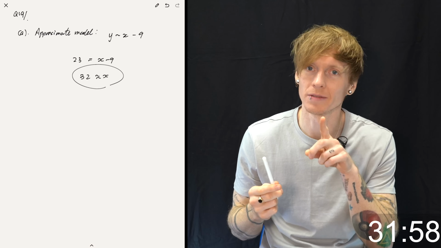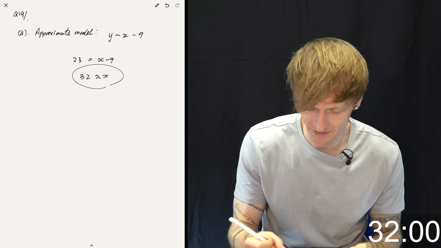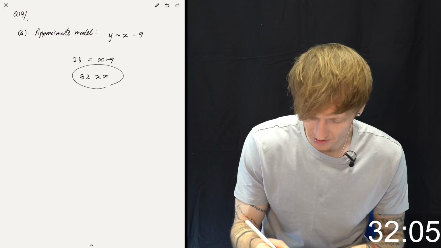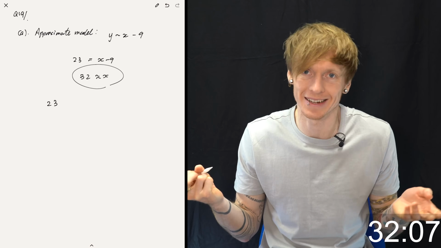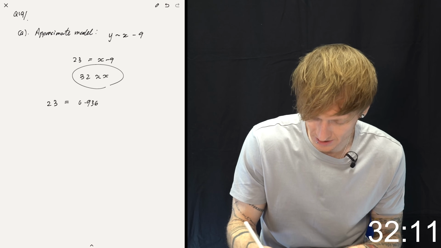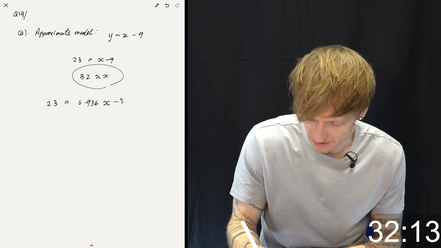Oh, wait. Oh, no. What am I doing? I can use the exact model, right? Because I can just say 23 ice creams. I'm forgetting I, in theory, have a calculator. 23 is 0.936 times the unknown x minus 8.929.